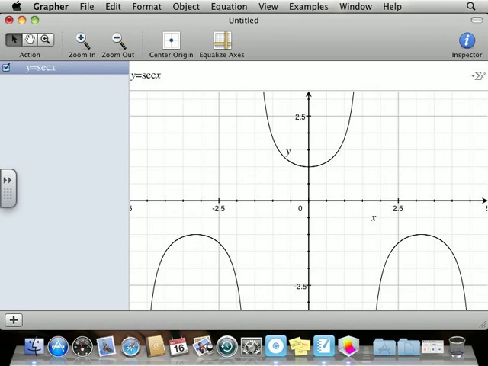It never crosses the y-axis. So secant of x is never equal to 0. Do you guys have those little u's? So it never reaches a height of 0.